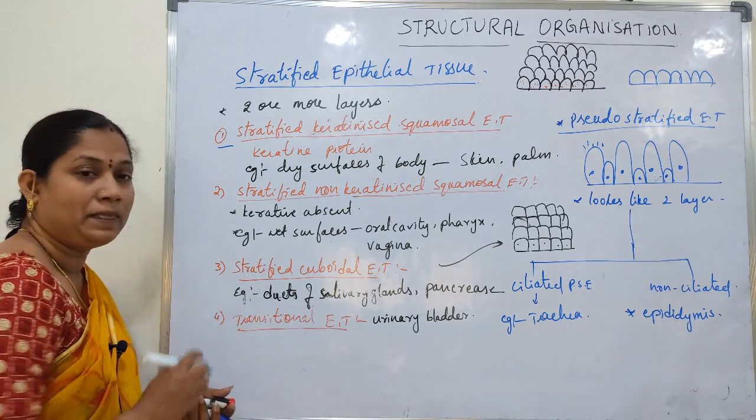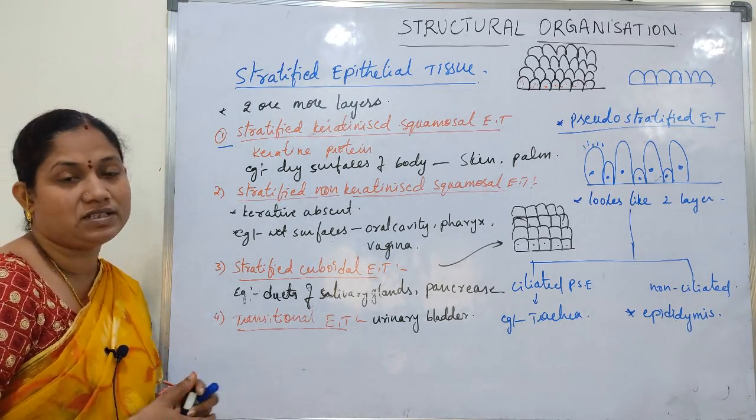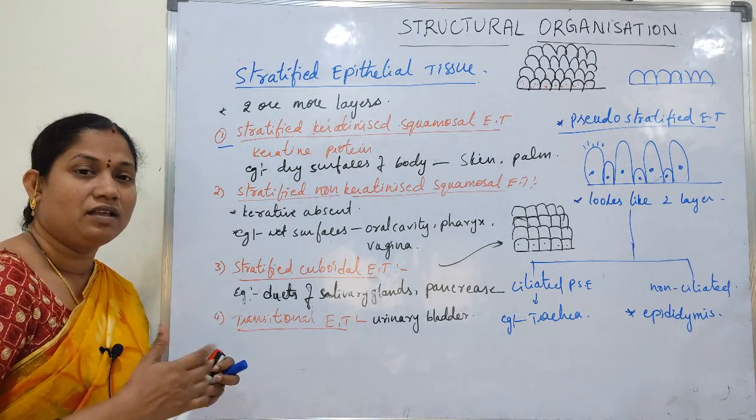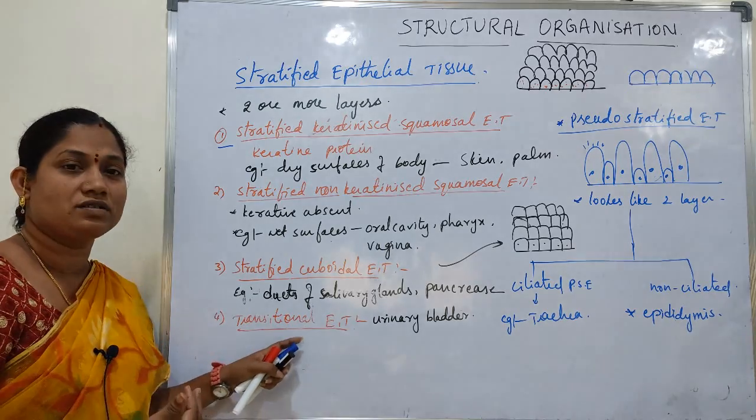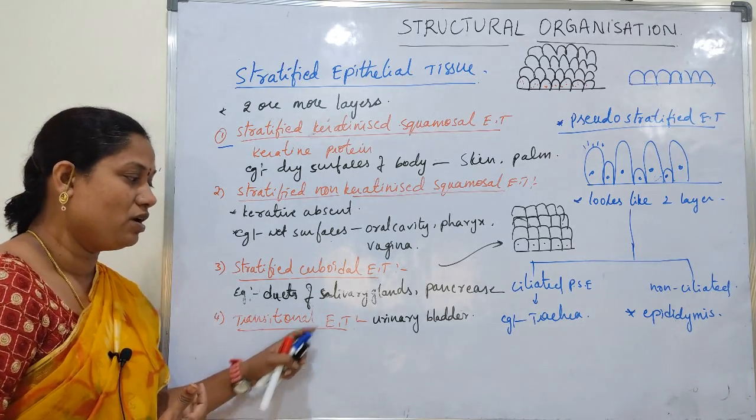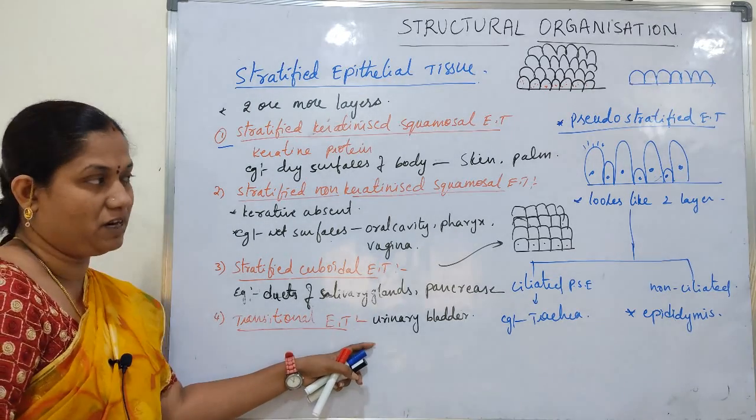Next, the fourth one, transitional epithelium. In transitional epithelium the cells can change their shapes. That's why this is called transitional epithelial tissue. It is present in the urinary bladder.